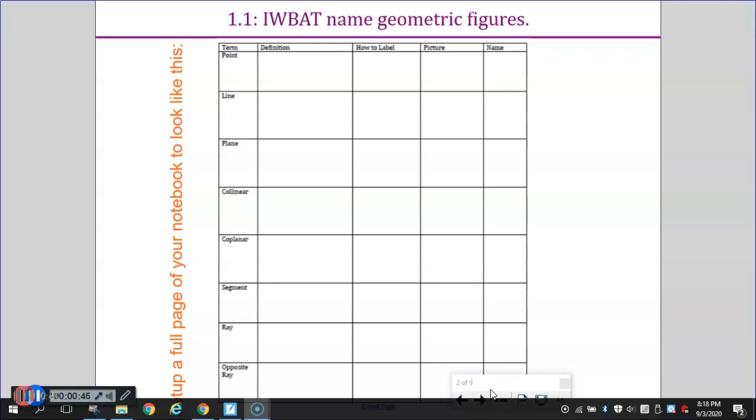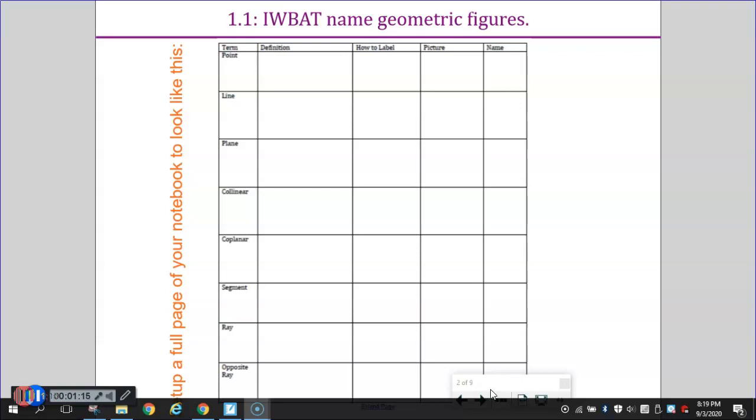You're going to want to use an entire page of your notebook to build this table. To start geometry, there are 8 terms that we need to learn. The terms are written out for you. We're going to give you a definition for each, show you how to label them, draw a picture, and then name them. So you're going to want to take a full page of your notebook to set up this table and leave space for each of these things. Leave a little extra space for the definition section since there's more to write down there.